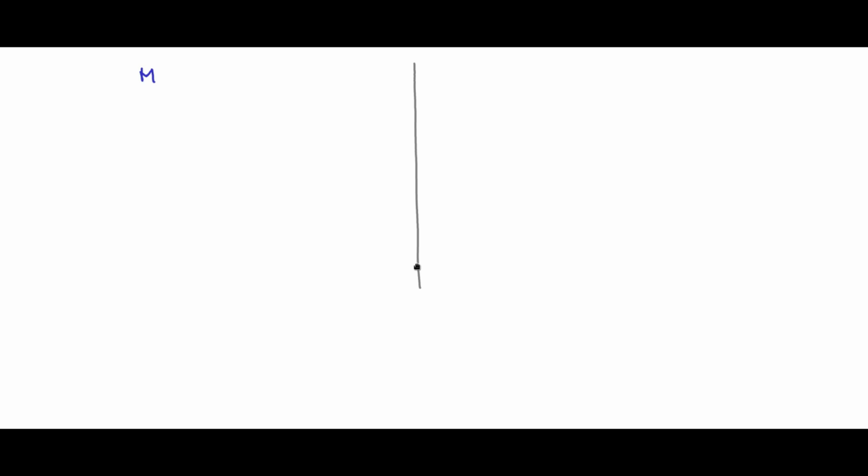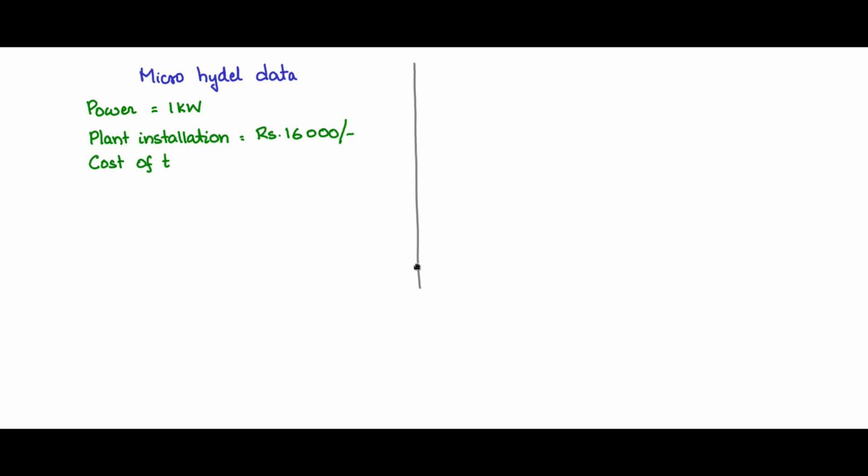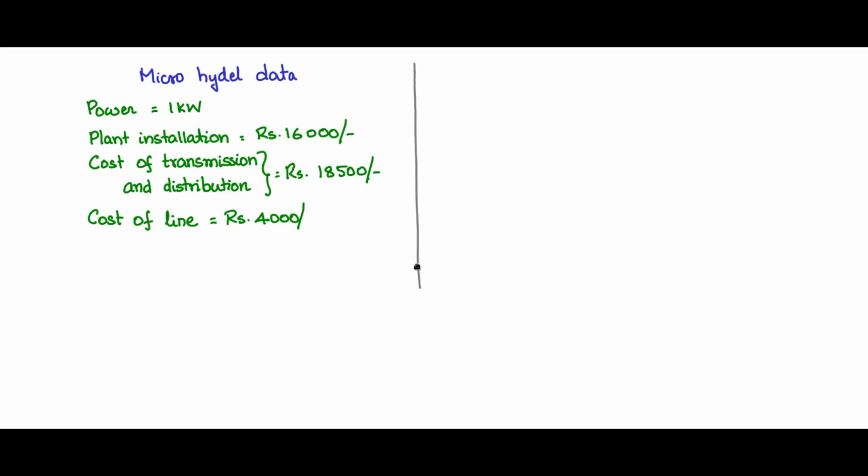So let me now put down the data for the microhydel plant and the PV plant side by side. For the microhydel plant, let us say the power is 1 kilowatt. The plant installation is rupees 16,000. Cost of transmission and distribution is rupees 18,500. Again, these are conceived values. One will have to do a market survey and obtain realistic values. Cost of the line is 4,000 rupees per kilometer run.